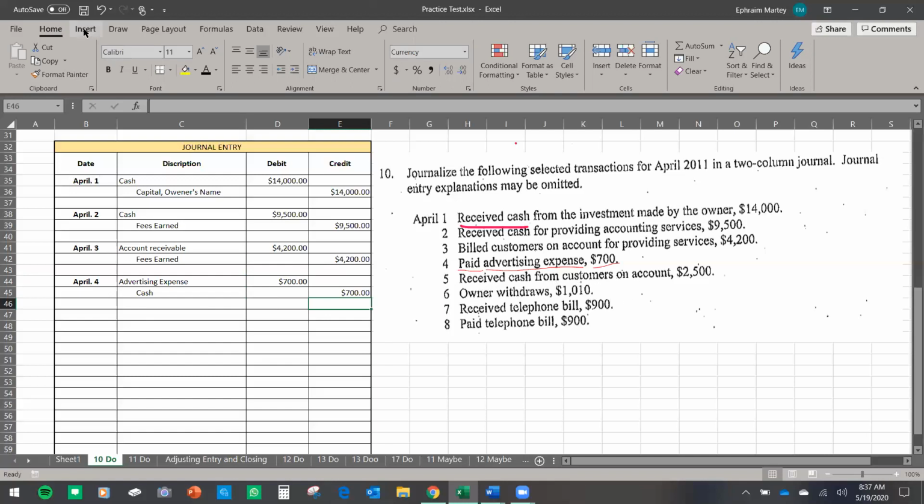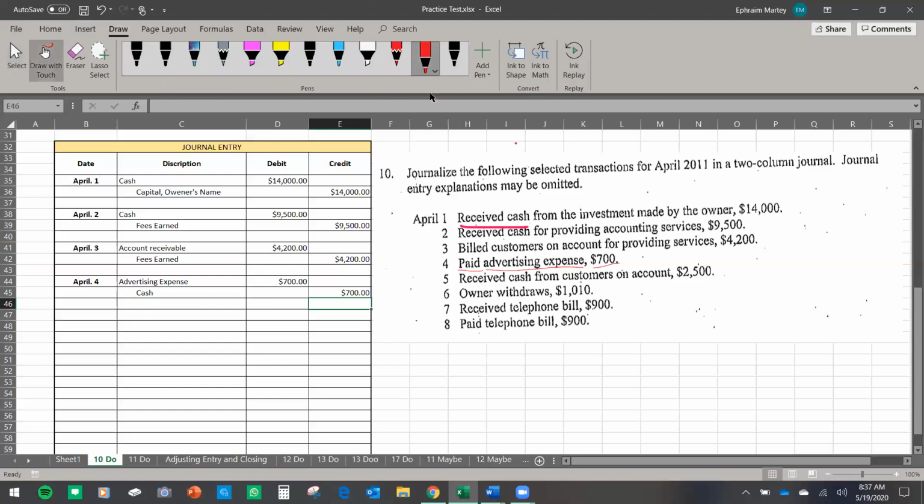The next one we have is receive cash from customers on account. What is happening here is that we have a customer that we have billed, and we are expecting to receive money, but the customer is paying some amount. Just assume that this customer is paying 2,500 out of what we have billed. So what will happen is we are reducing the account receivable and then increasing our cash.